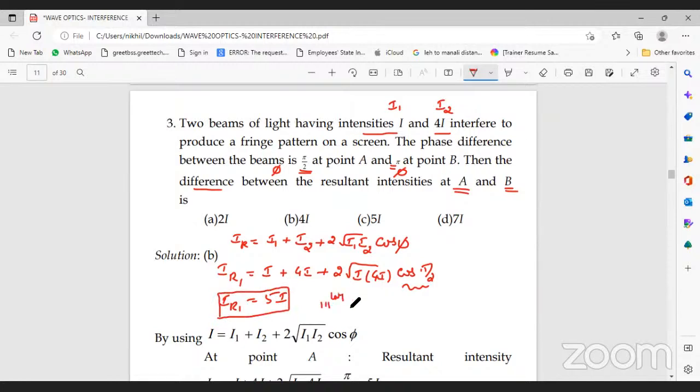Similarly, you calculate IR2. IR2 should be calculated for which phase angle? Pi. Yes, you calculate the second resultant intensity and you take the difference. After finding IR2, you find out the difference.